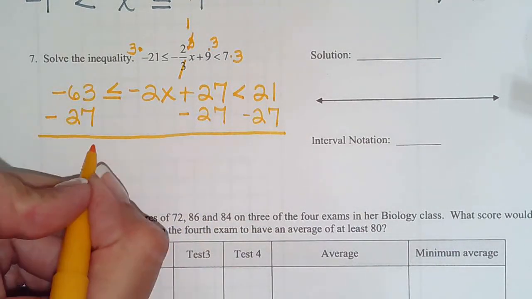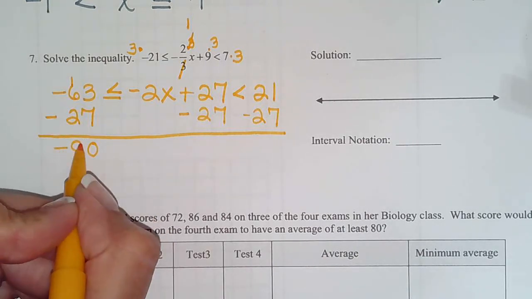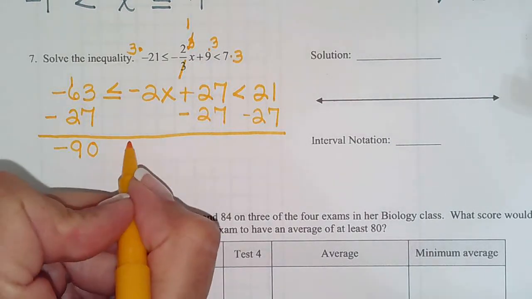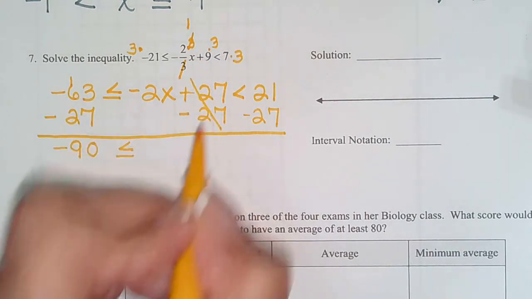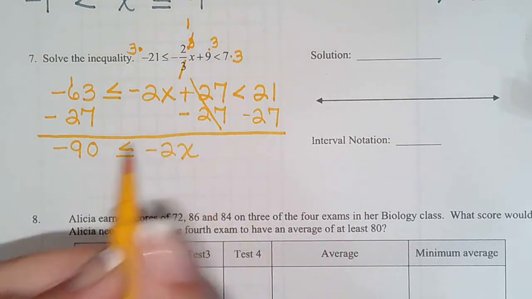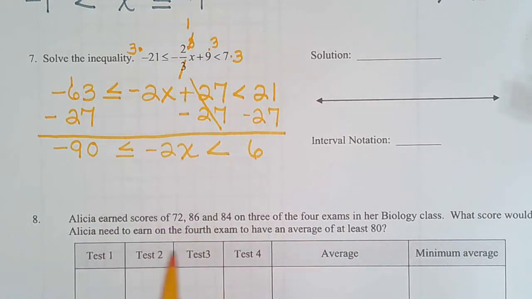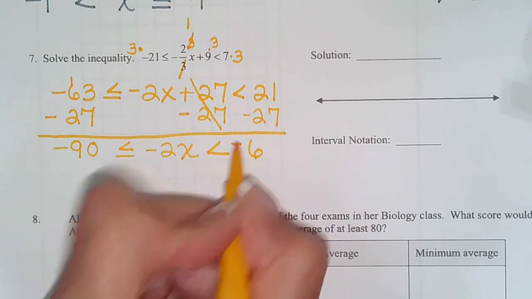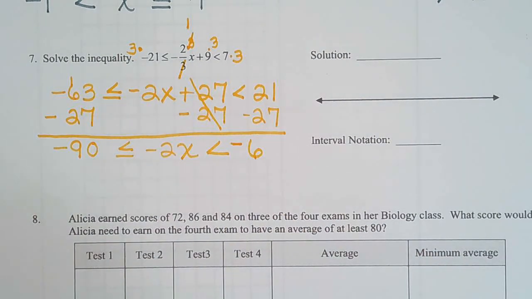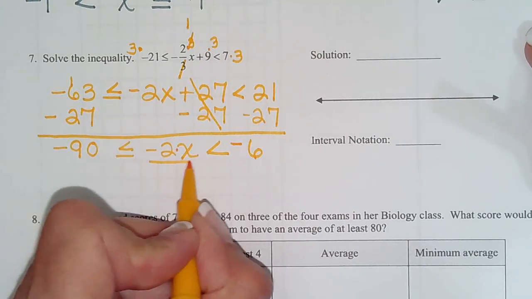So we have 10, carry our 1, so negative 90, less than or equal to, the whole reason we did the opposite is so that would cancel, and then we have negative 2x, and then less than, when the signs are different, we subtract. 27 minus 21 is 6, and keep the sign of the larger. So here's the tricky part. I wonder if you caught this. The last step is the opposite of multiplying by negative 2, which is dividing by negative 2.